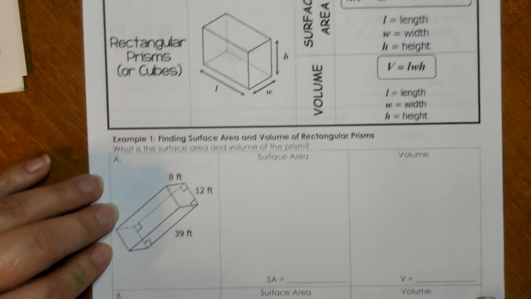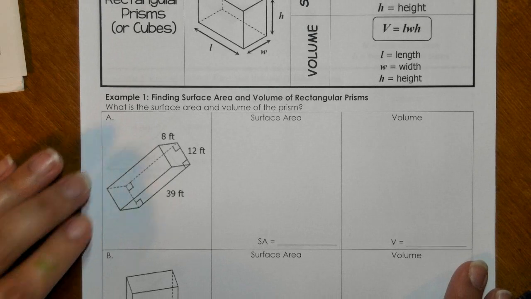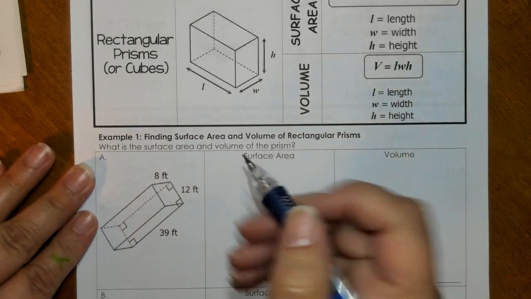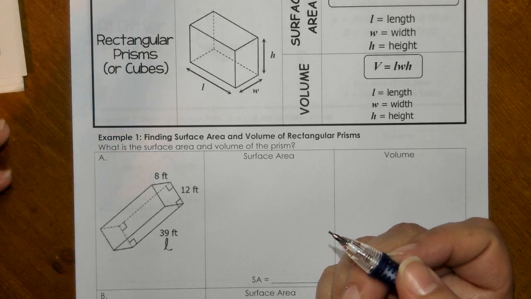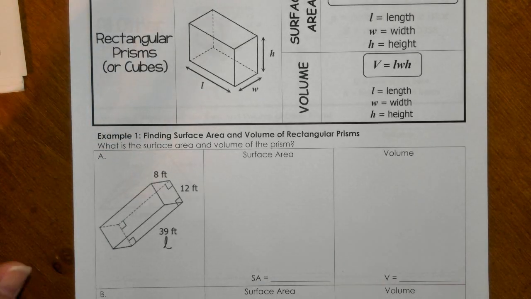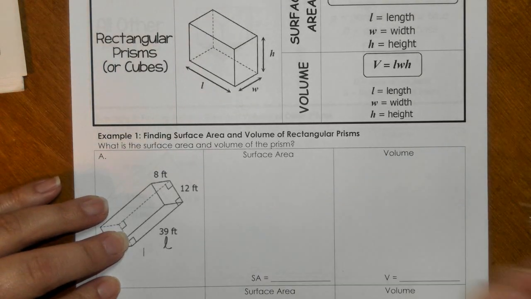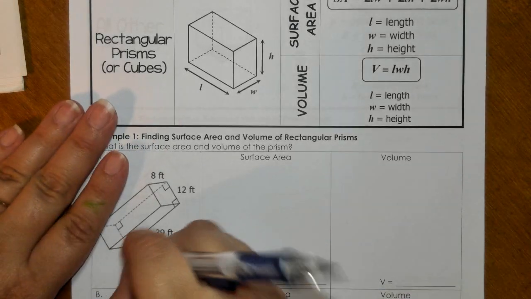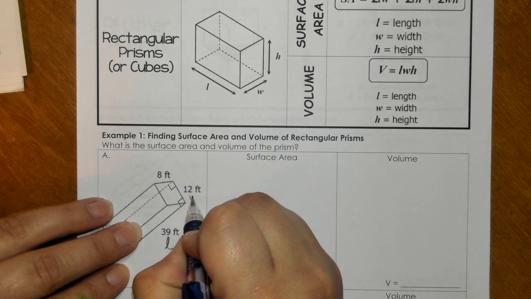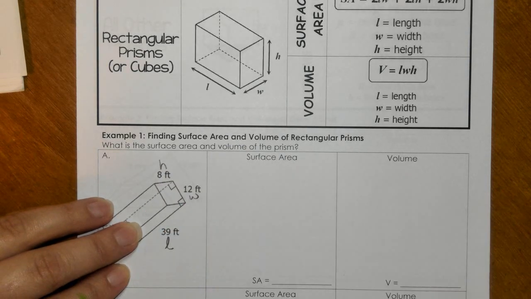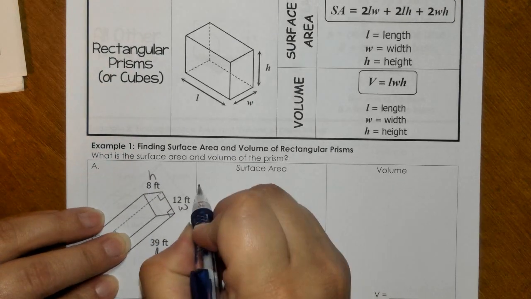Okay, so down here, I am going to label my different parts. So I've got my length, and I do a cursive L. You don't have to. It's just that a normal L looks like a 1 instead of an L. My width and my height.